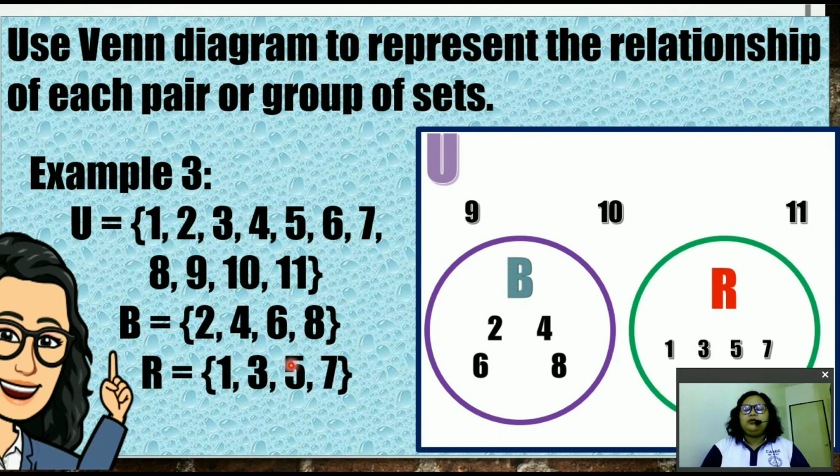They are not going to intersect or overlap. At the same time, set R will not be a subset of set B. So set B and set R are called disjoint sets, since there are no common elements between set B and set R.